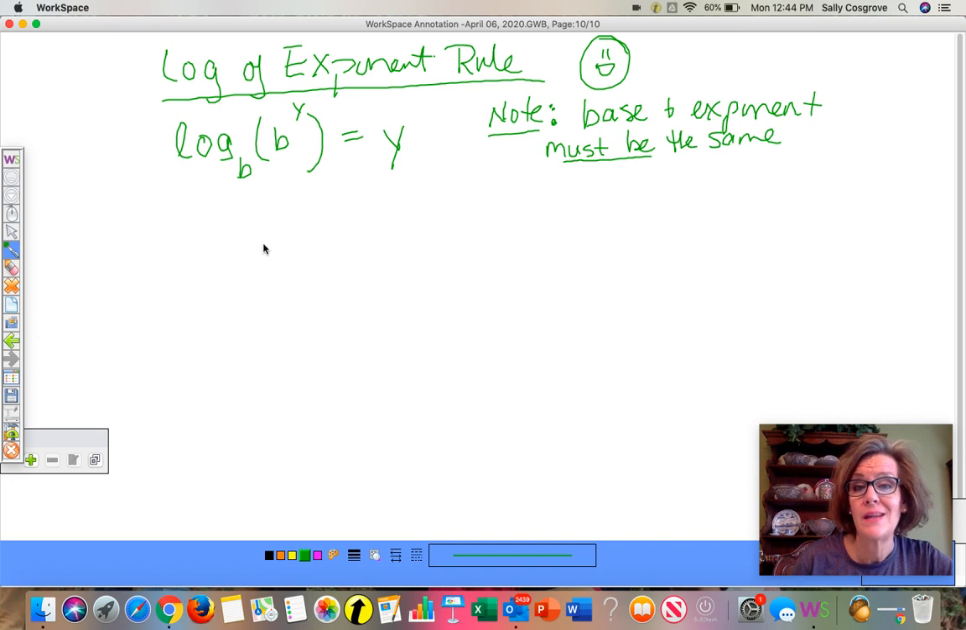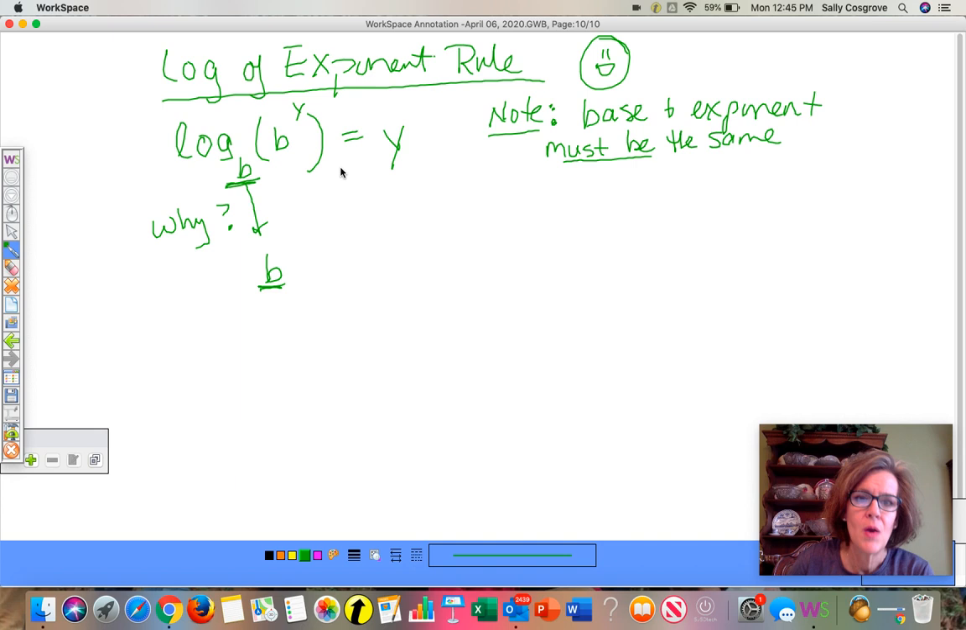Now, why does this work? Well, because we can use the definition of a log that says the base raised to the log value equals the argument. That's how we rearrange. The base raised to the log value equals the argument.